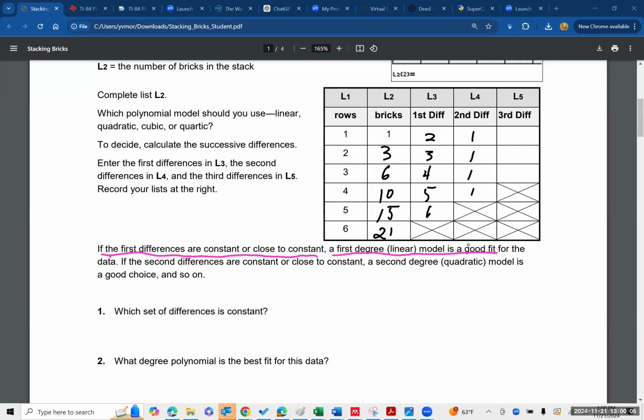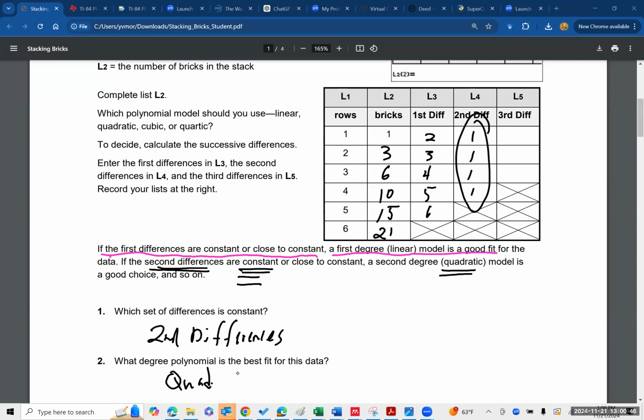But if you keep reading, if the second differences are constant, then a second degree or a quadratic model is a good choice. So these are all the same. Those are constant. So we're going to go ahead and use a quadratic model. What set of differences is constant? So that's going to be the second differences. And what degree of polynomial best fits the data? So this is going to be a quadratic.